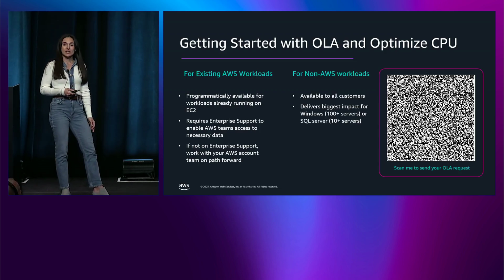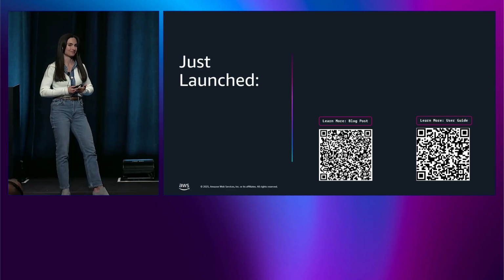For your non-AWS workloads, the program is also available for all customers. We do see, since these savings that we've reviewed today are so Microsoft focused, that it makes the biggest impact when you have around 100 Windows servers or 10 SQL servers, licensable SQL servers in your environment. But we have the offering for all customers. Again, reach out to your AWS account manager, say you learned about OLA at re:Invent, and they should know how to launch one. If not, you can contact us through this direct QR code as well.